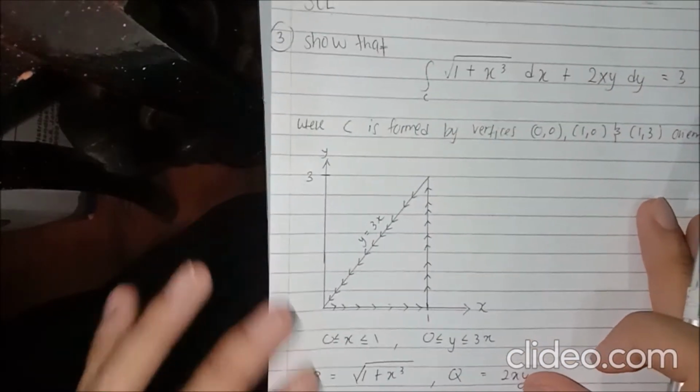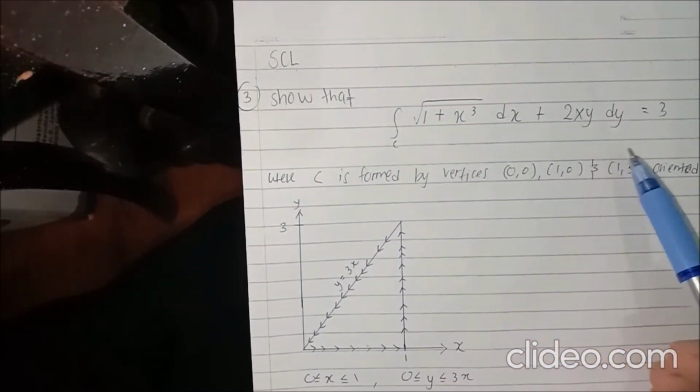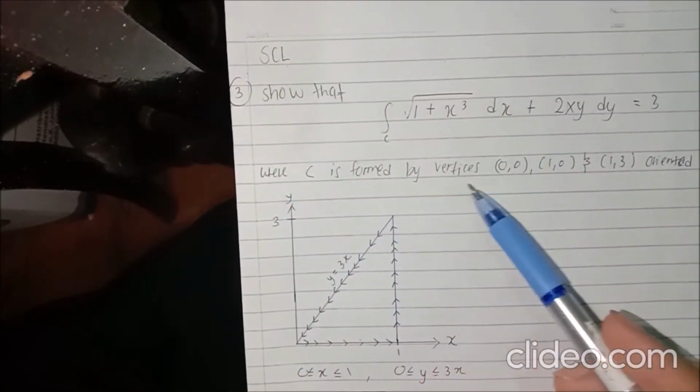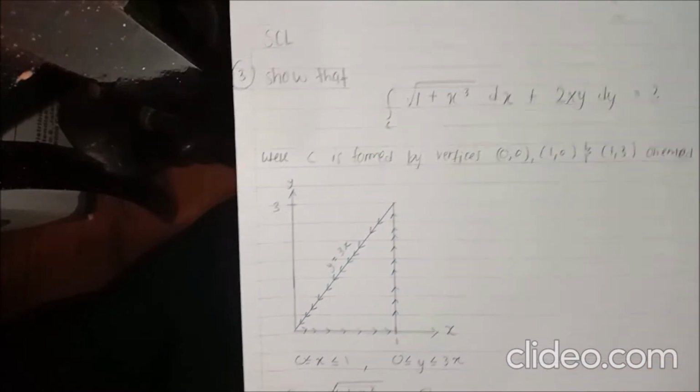So this is the equation. Show that this function equals 3 using Green's theorem, where C is formed by vertices (0, 0), (1, 0) and (1, 3), oriented clockwise.